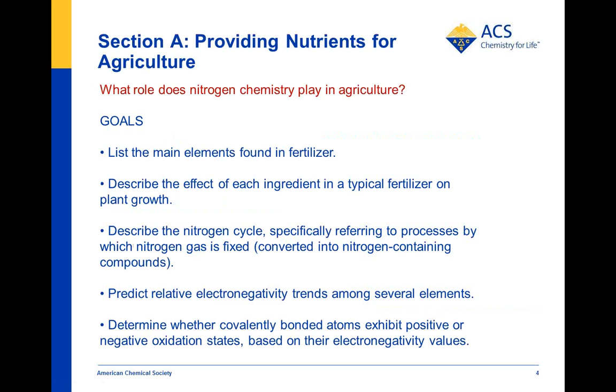Welcome, Steve. Thank you. In Section A, we're going to be concentrating on the role that nitrogen chemistry plays in agriculture. And the goals are listed in your book. They are to look at the ingredients found in fertilizer, investigate typical fertilizers on plants, and look at the nitrogen cycle, which is an important part. The chemistry comes in really strongly here with the electronegativity trends of elements. This is a unique approach to using electronegativity. I haven't seen other sources use this, so I think this is a nice touch.